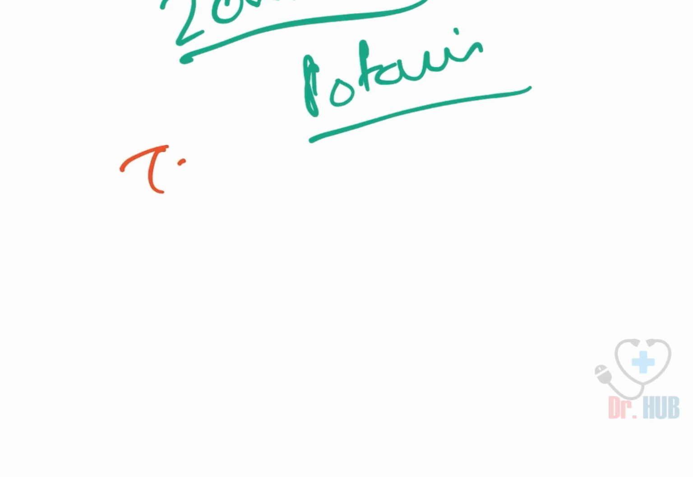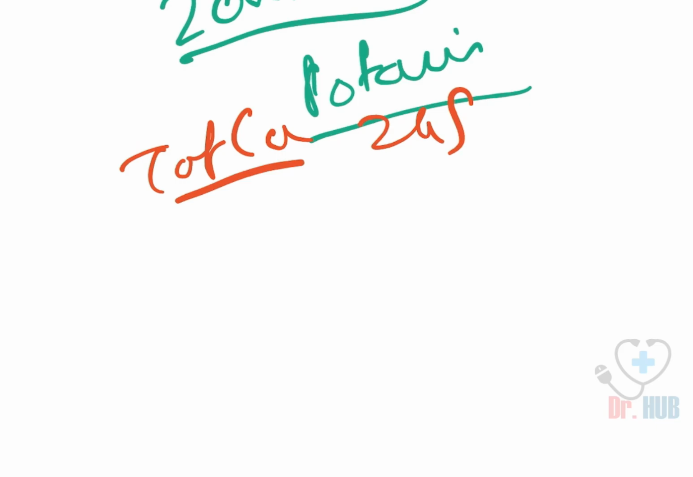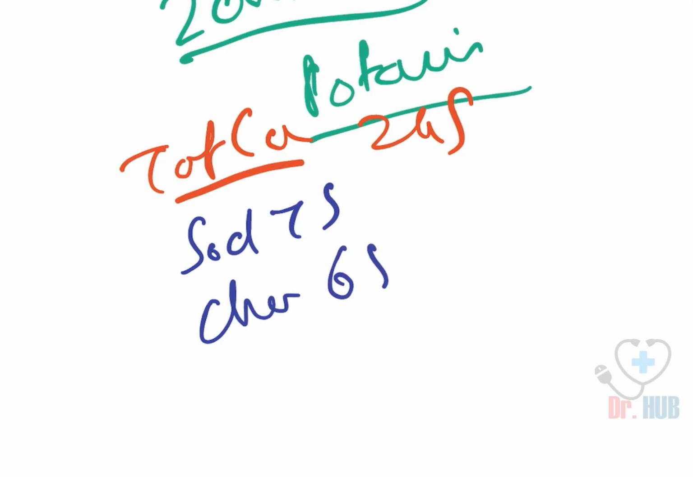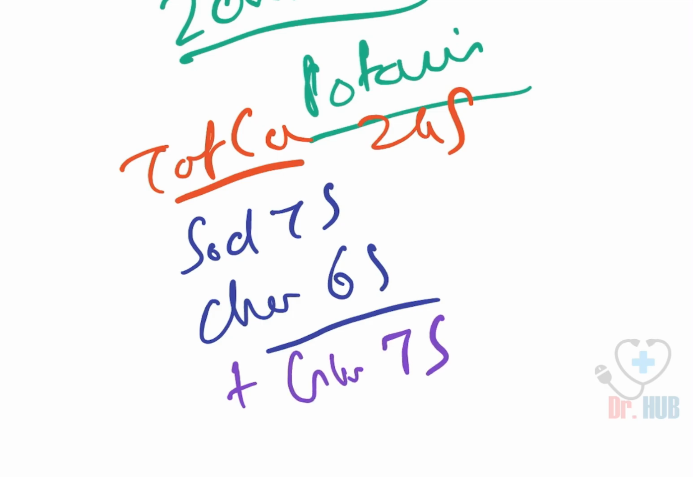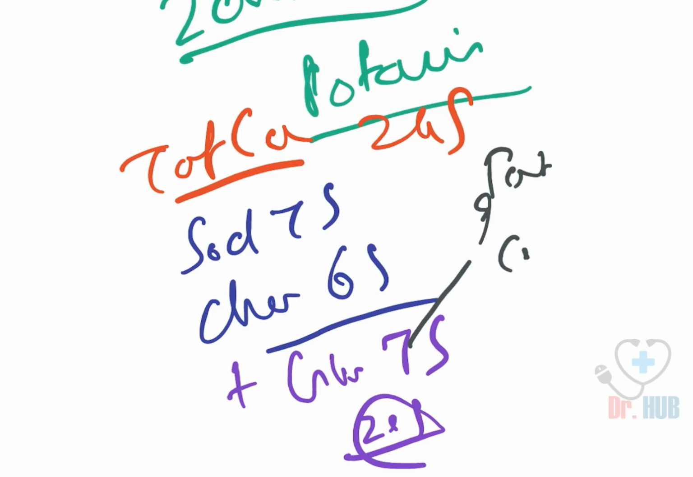Then, what is the total osmolarity? Total osmolarity is 245. So how did we get this 245? Sodium is 75, chloride is 65, so it adds up to 140. And then we had the glucose which is 75, so this is 215. And then we have the potassium and the citrate, so totally it adds up to 245.